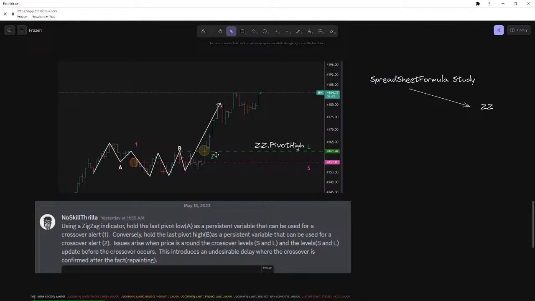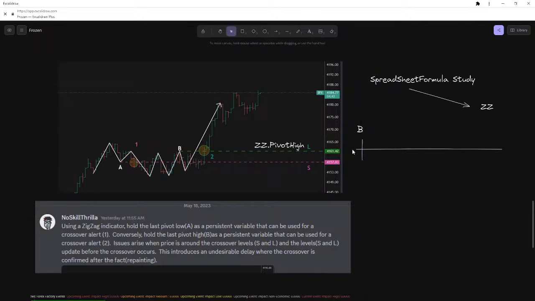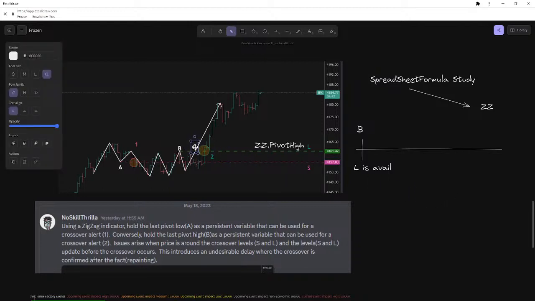Okay, so that's a subgraph there, and you have this line available at time B. So if we have a timeline here, and this is time B, is L available at time B? Correct. Okay. Well, actually, that's not technically correct. L is available when price moves the reversal amount away from time B. So it's not available until B plus some delta T.